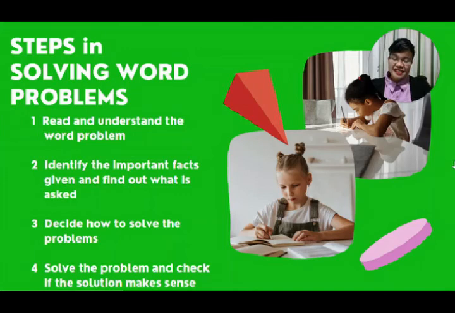So clearly, these are the steps that I used in solving the word problem given earlier. Again, these are the steps in solving word problems. First, read and understand the word problem. This is what we did earlier. We read the problem. Second, we need to identify the important facts given and find out what is asked. So after reading and understanding the word problem, you have to identify what the given facts are, and find out what is being asked so that you know your direction, you know your goal or your target. Okay?